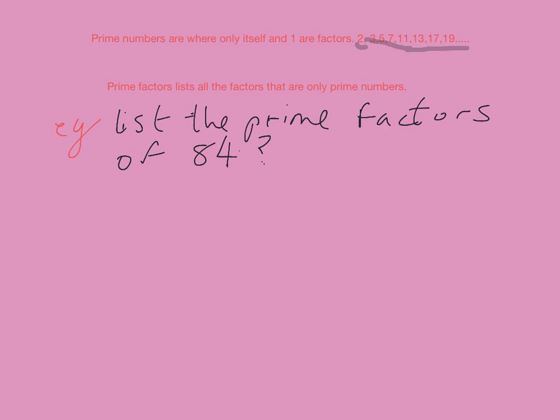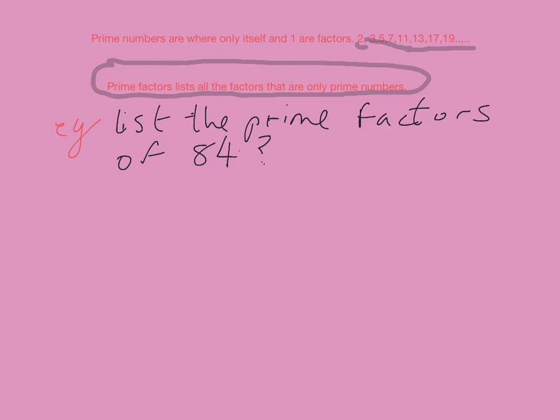There's no other factors. So for example, 9 cannot be a prime number because it has 9 and 1 as its factors, but it also has 3 and 3 as its factors. So it is not classed as a prime number. So when they ask you a question to list the prime factors of 84, the prime factors are listing all the factors that are only prime numbers.